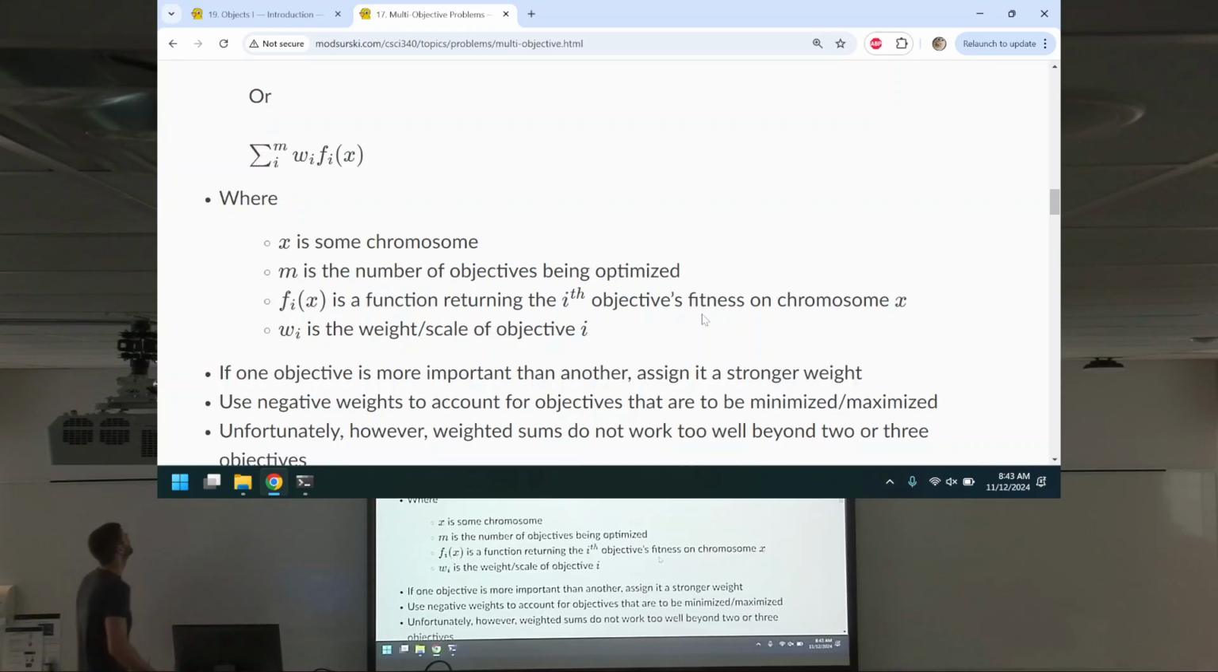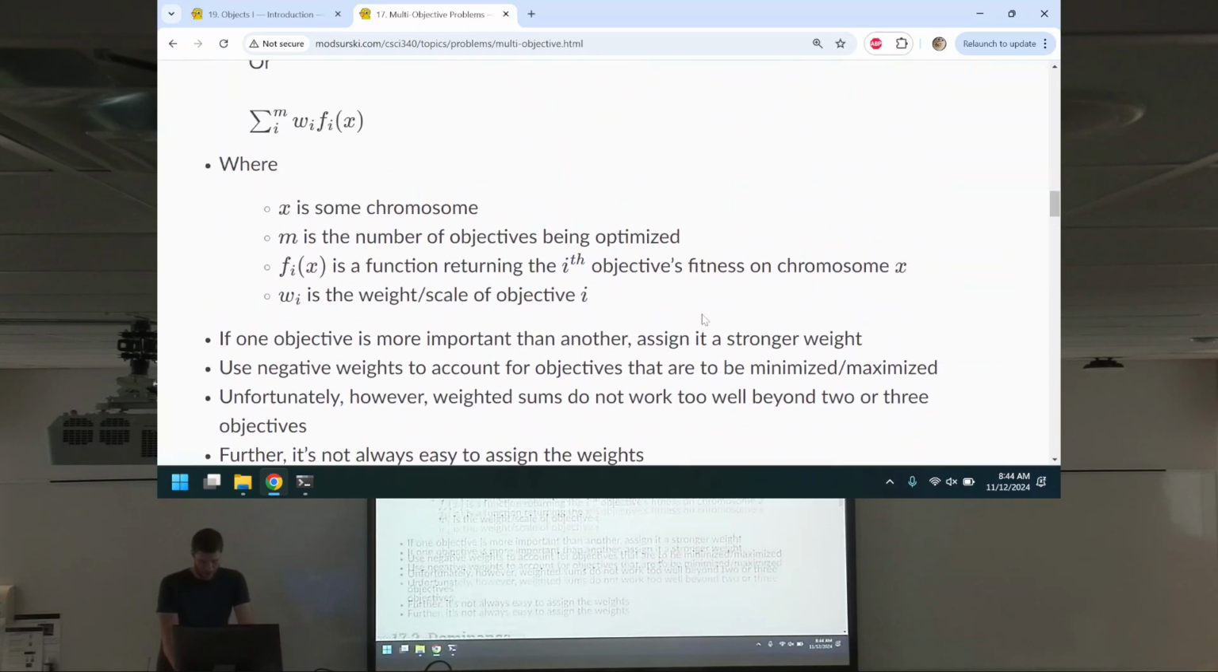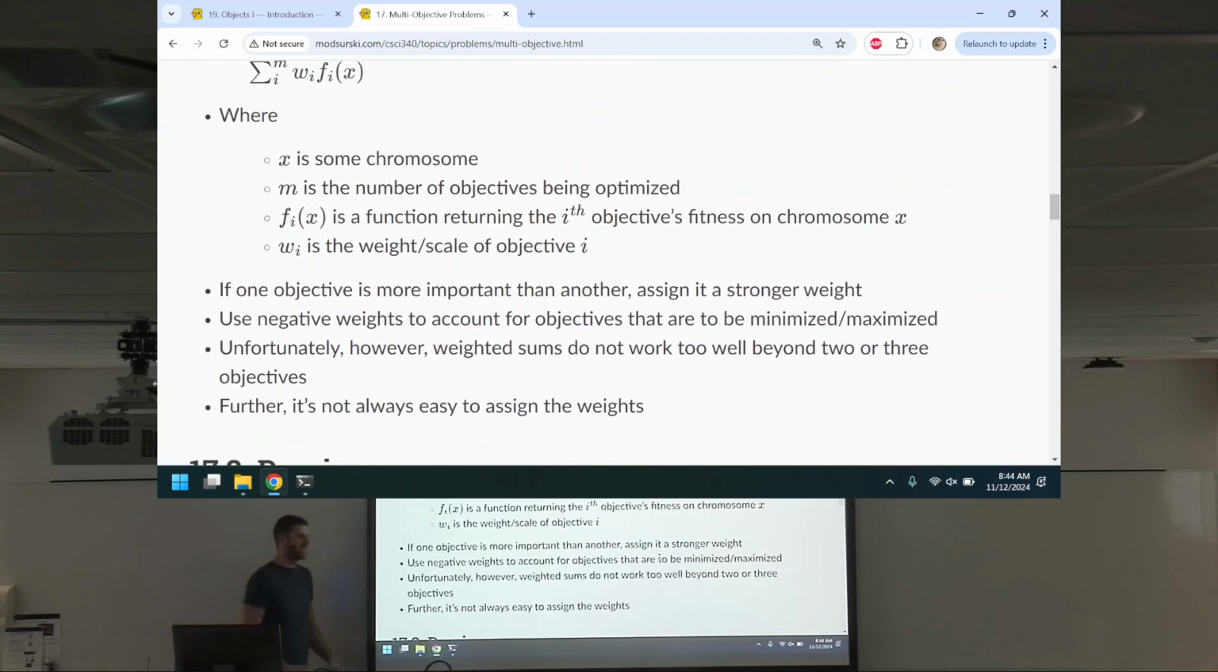Here's the trick. It's possible that you have one objective that, like, it's tricky, right? Let me revisit the example real quick. First, we need to understand that this is a tricky problem, coming up with the weights, right? Think of the GP example.